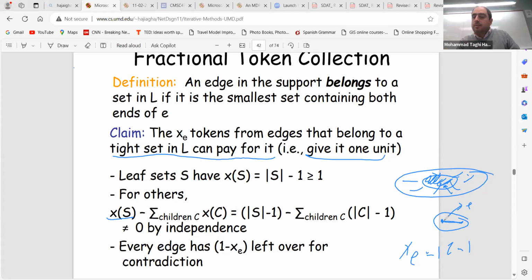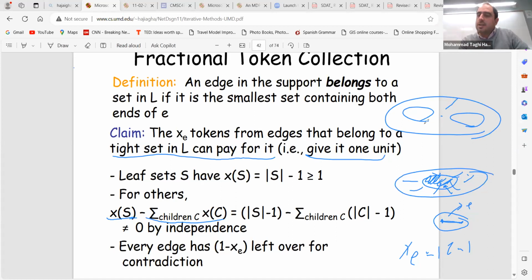Good? So for the leaf sets, we know that if there is a leaf set which is tight, it means that x(E(S)) is equal to |S| minus 1, because it's tight. It means that it gets 1. Now, for a larger one, I know that it gets x(S) minus the x of its children. Good? Because how much is this set getting? It gets all of these x_e, all the edges that are there, except those belonging to its children.